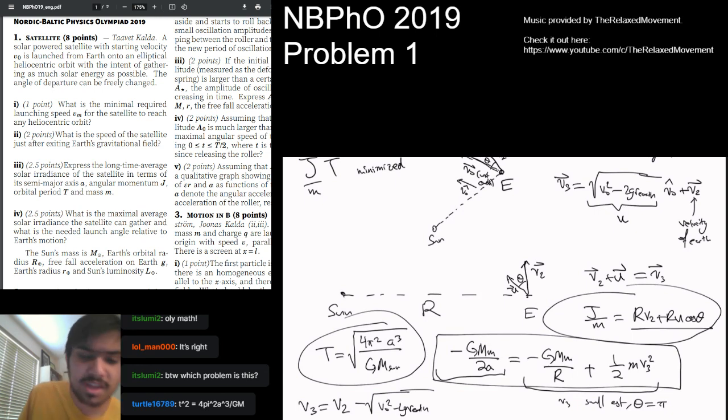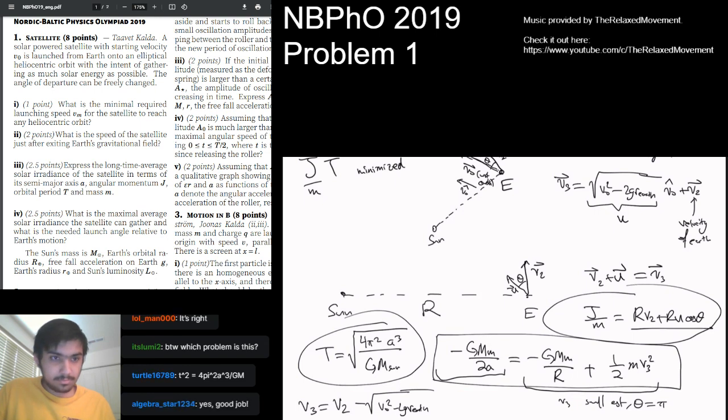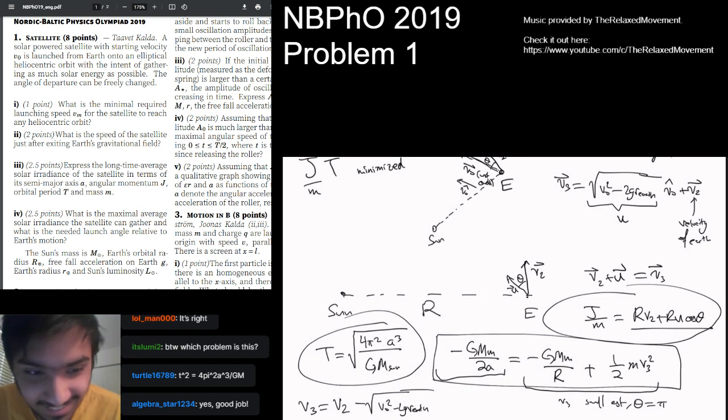I think the key in this problem is to notice that theta equals pi is the minimum. So what this is saying is that it's optimal to launch it exactly opposite to the Earth's velocity. Can somebody check if that's right? To launch this exactly opposite to the Earth's velocity. Awesome. Thanks. All right.